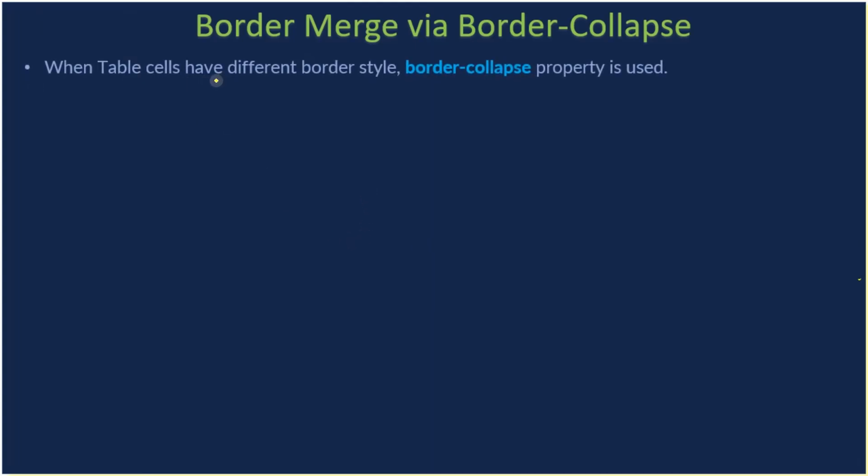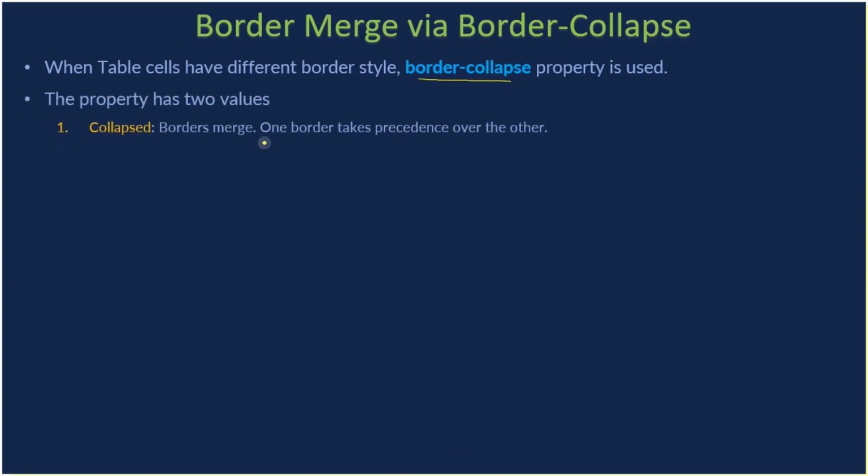When table cells have different border styles, the BorderCollapse property can be used. The property has two values. One is collapse. So here borders merge. One border takes precedence over the other. So if there are two cells, and if we don't have any margin, then here is what is called the collapse.